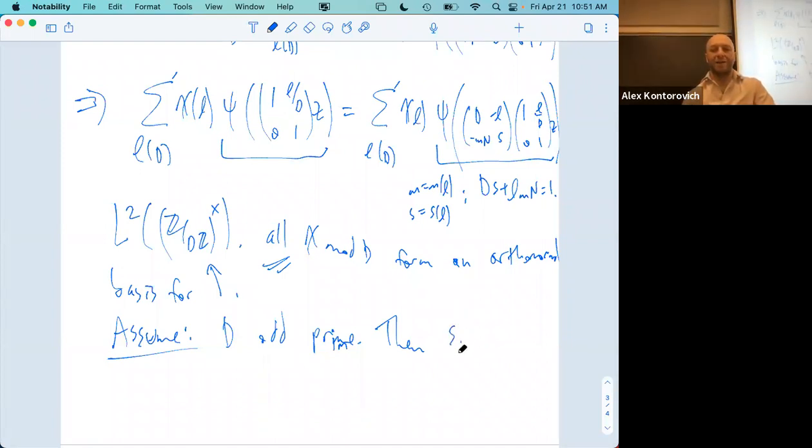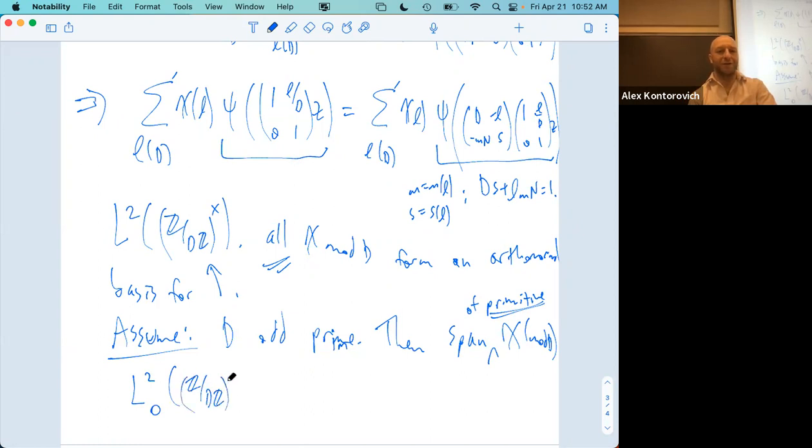What is the span of the primitive chi mod D? I claim it is L2, the thing that's orthogonal to the constant function, to the trivial character. This is the trivial character perp. You got rid of one dimension.